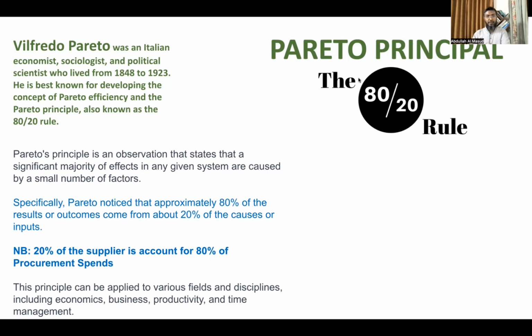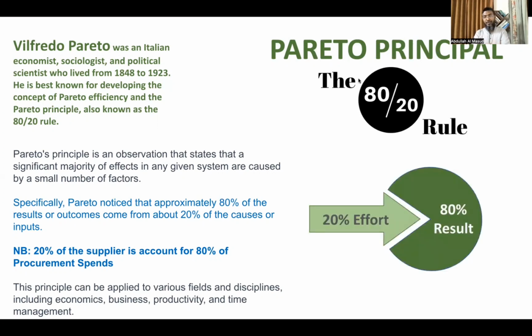The Pareto principle shows that 20% of efforts give 80% of results. To put it differently, Pareto noticed that approximately 80% of the results or outcomes come from 20% of the causes or inputs. If we convert this into supply chain language, in the procurement field we can successfully apply this: 20% of the suppliers are accountable for 80% of the procurement spend.